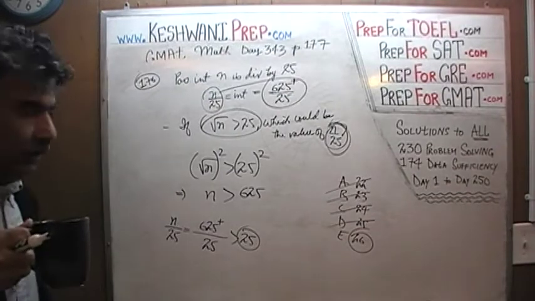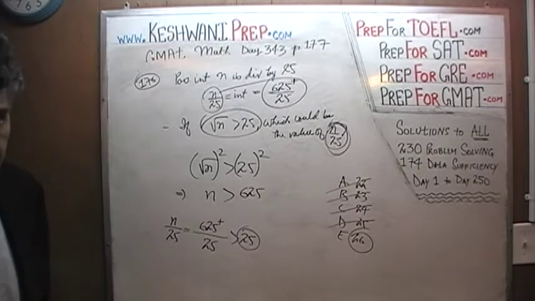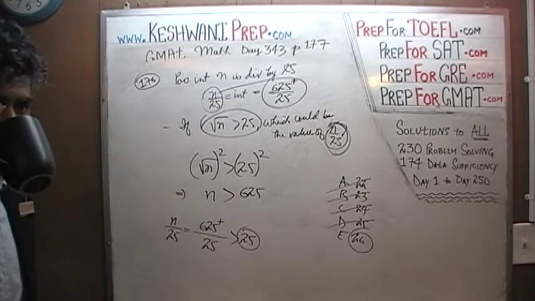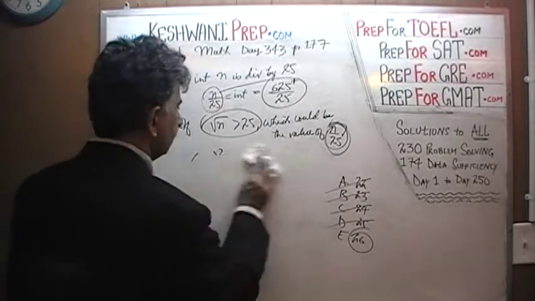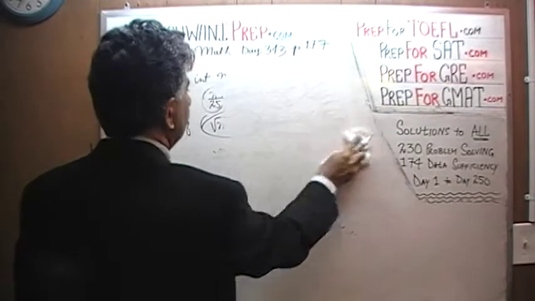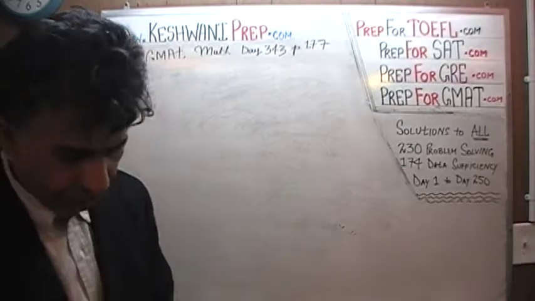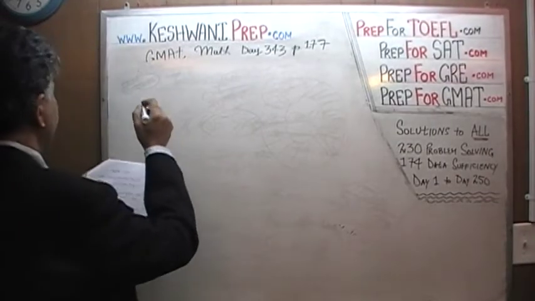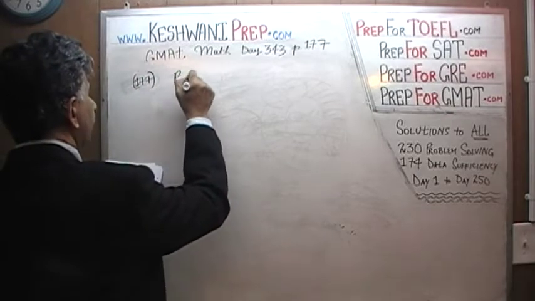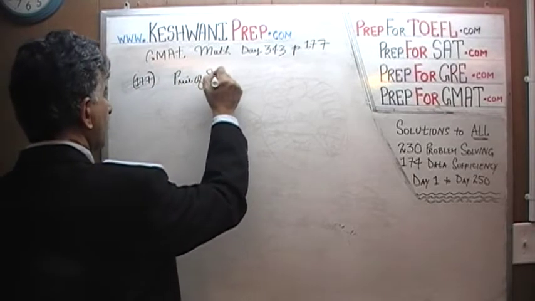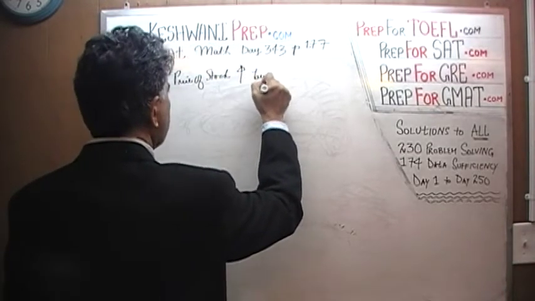Number 177. See what they have to say. In 177, we are told that the price of a stock goes up by k%.